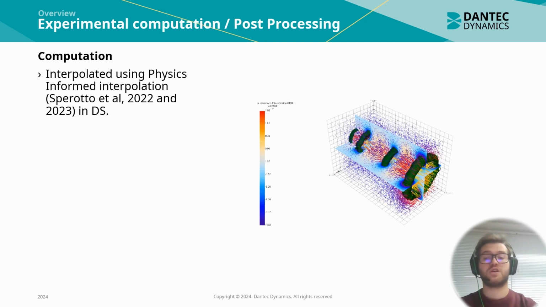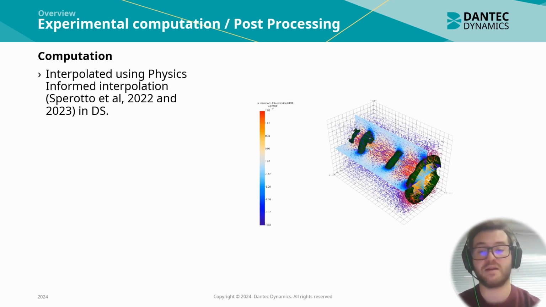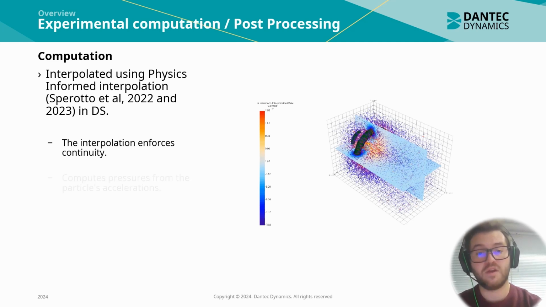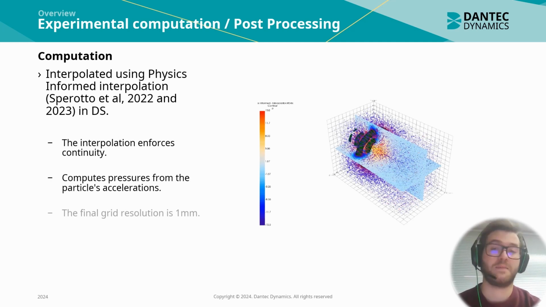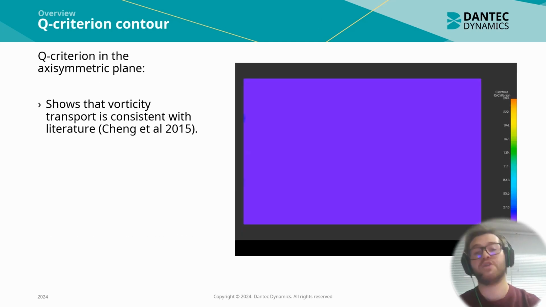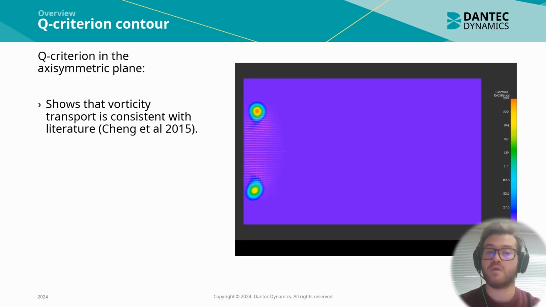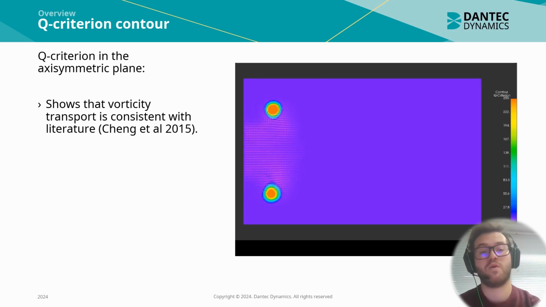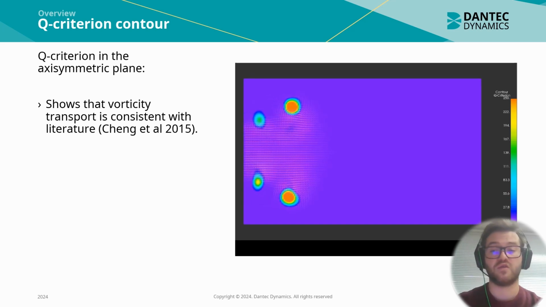The results shown in these pictures are the vorticity magnitude isosurfaces and the pressure contours. What we can easily check to see if our measurements were correct is the Q-criterion in the axisymmetric plane. In the literature many simulations of this case can be found, and what we saw is that our results seem to be consistent with these results.